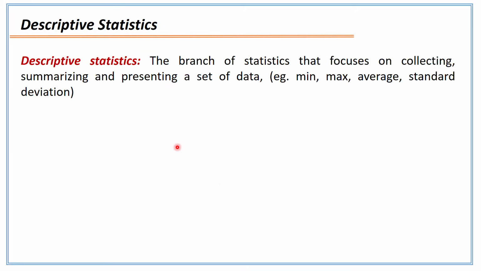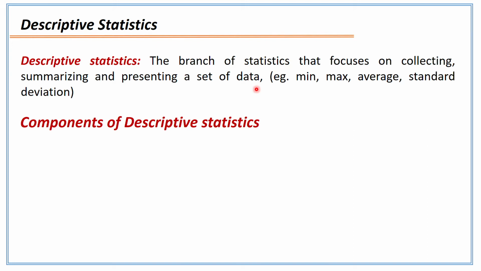As the name indicates, what does descriptive statistics mean? Descriptive statistics is the branch of statistics that focuses on collecting, summarizing and presenting a set of data. For example, minimum, maximum, average, standard deviation, etc. So, it is called descriptive statistics.